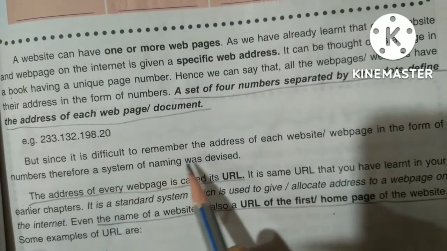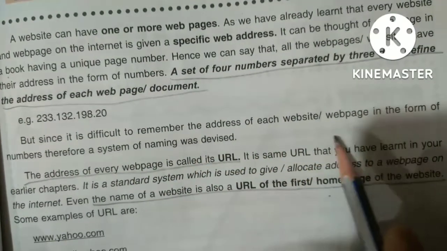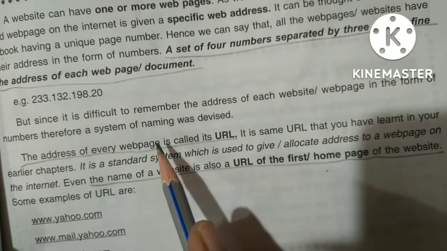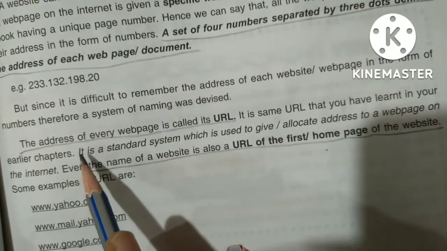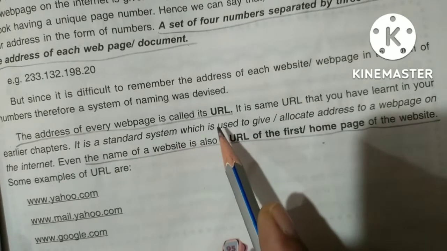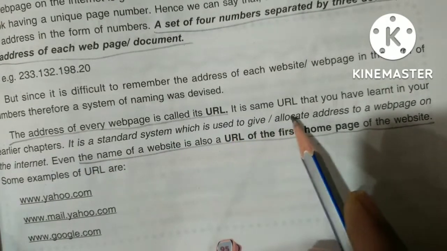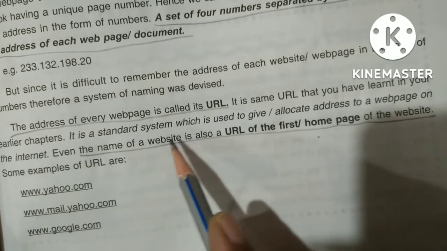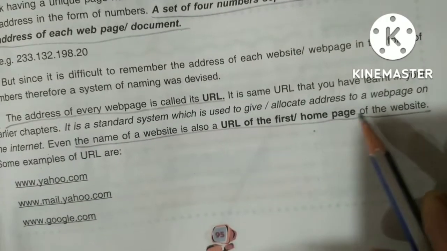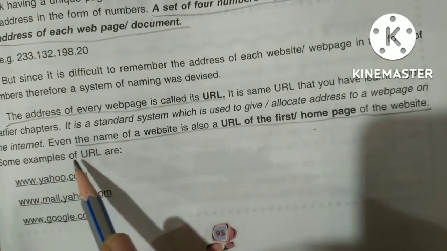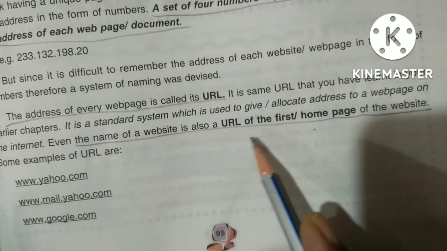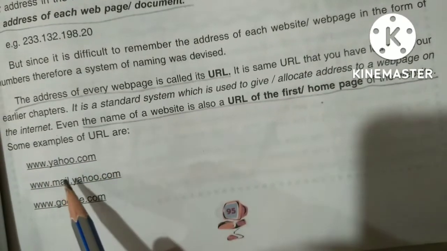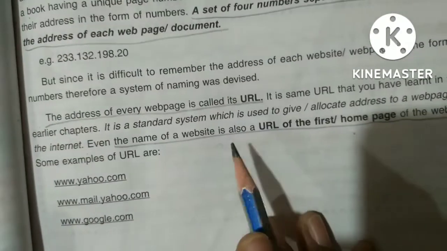But since it is difficult to remember the address of each website or web page in the form of numbers, a system of naming was devised. The address of every web page is called its URL. It is the name URL that you have learnt in your earlier chapters. It is a standard system which is used to allocate an address to a web page on the internet. Even the name of a website is also the URL of the first home page of the website. Some examples of URL are, you know this thing.